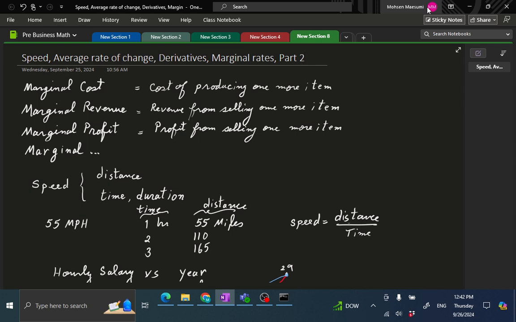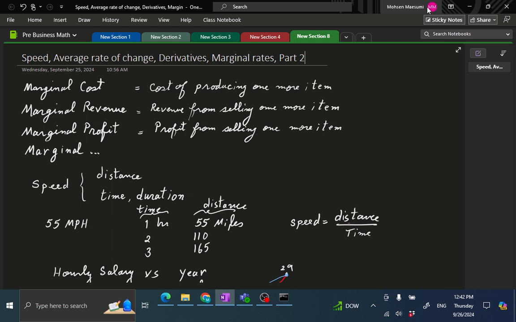We were talking about speed, average rate of change, derivatives, and marginal rates. So this is going to be part 2 of this particular sequence. We said marginal rates are a standard concept in business mathematics. So you will see marginal cost, marginal revenue, marginal profit, and a whole host of other marginal variables.